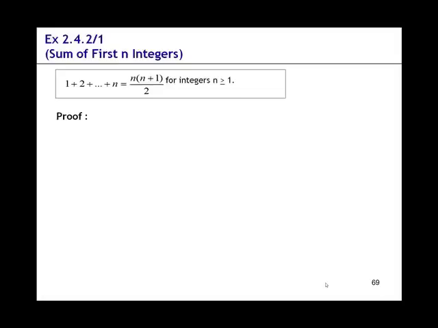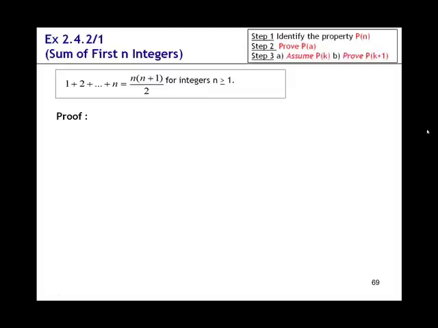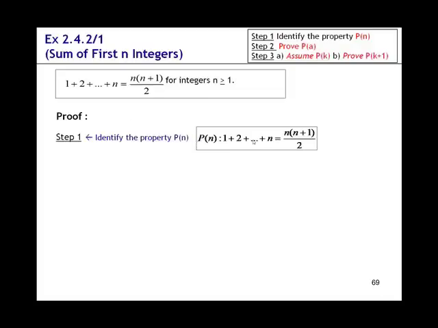Right, here we have an exercise. You need to show, again, using mathematical induction, that 1 + 2 + 3 + 4 all the way to + n is equal to n(n + 1)/2 for integers n ≥ 1. Recall our first step is to identify a property. So property P(n) is 1 + 2 + ... + n = n(n + 1)/2. This is copied from here. This is our property.